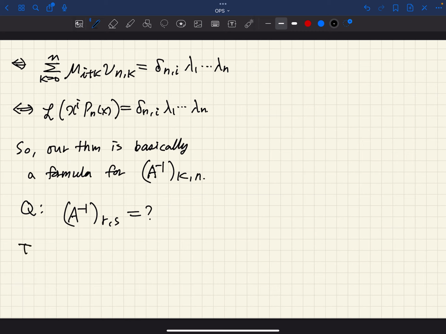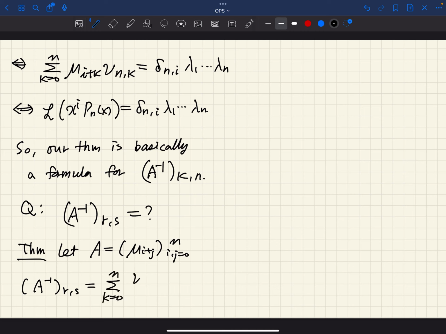Theorem. Actually, there's a theorem. I can just take the theorem right away. Let A be the matrix mu_{i+j}, i, j from 0 to n. Then the A inverse has the entry r comma s, the sum over k from 0 to n of nu_{k,r} nu_{k,s} over lambda_1 ... lambda_k, like that.